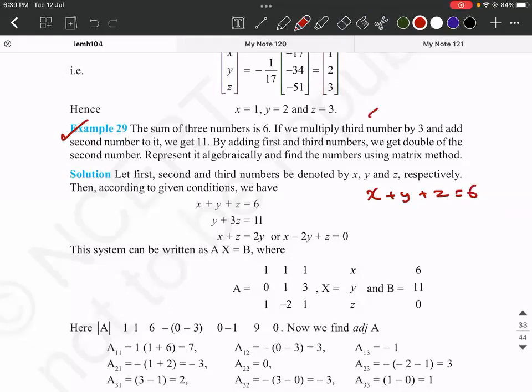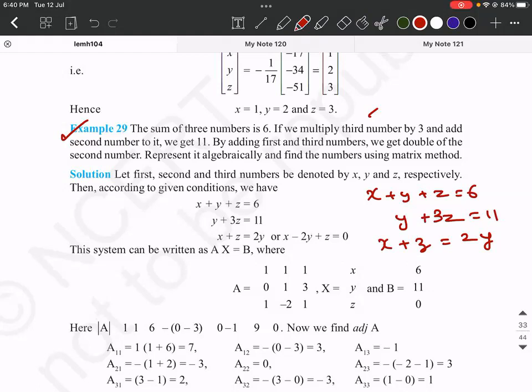If you multiply the third number by 3 and add the second number to it, then we get 11. By adding the first and third numbers, we get 2 times the second number, 2y. Represent it algebraically and find the numbers using the matrix method.